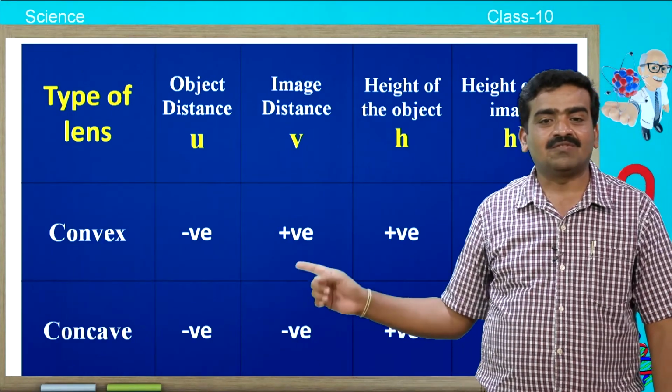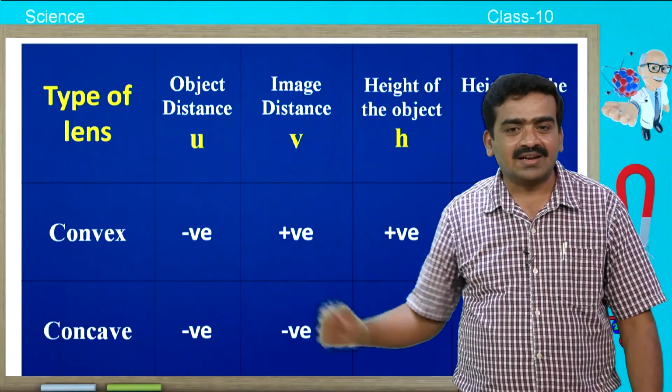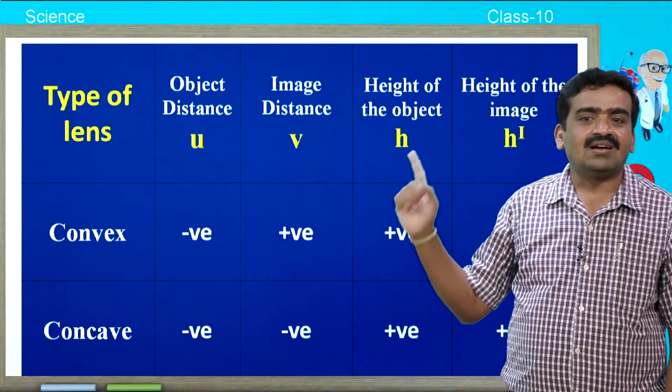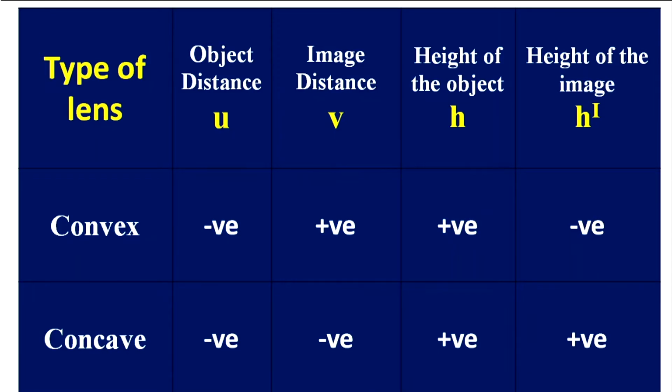Similarly, in case of a concave lens, the object distance is written as negative, the image distance is written as negative, the height of the object is positive, and the height of the image is positive. So, you have to understand this table with respect to the coordinate plane. This will be helpful to you to solve problems on convex lens as well as concave lens.